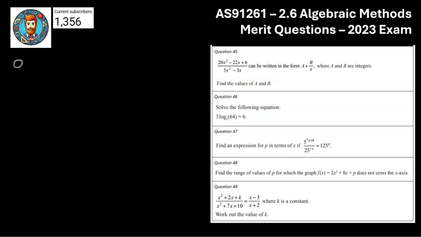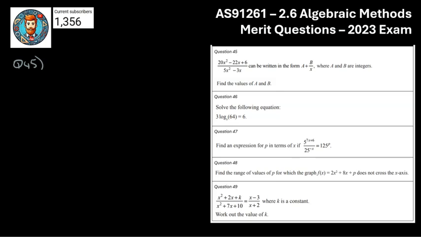So let's get into question number 45. And we've got this quadratic fraction. We've been asked to write it in this form. So our job here, it's going to be a bit messy, but we're going to need to factorize the top and the bottom, split it up into two fractions, and then go for that.